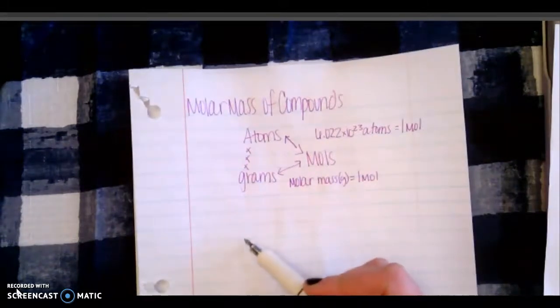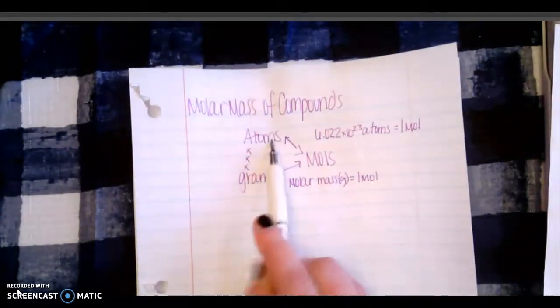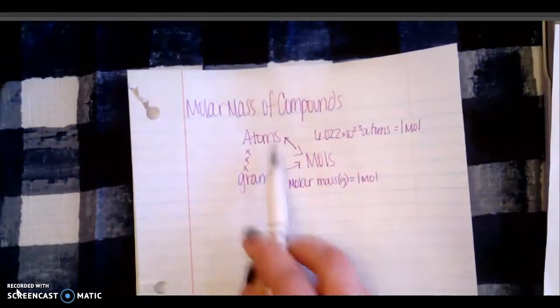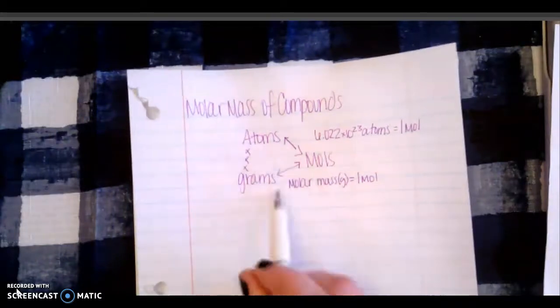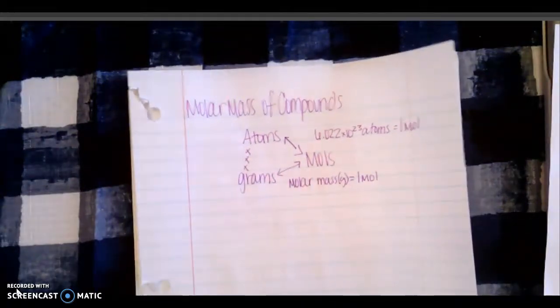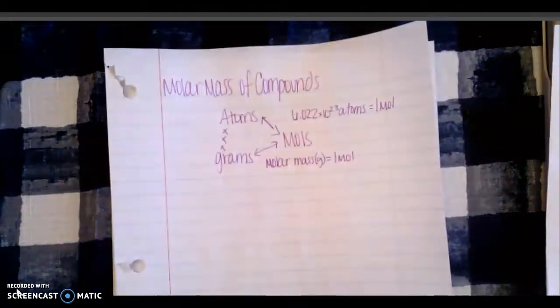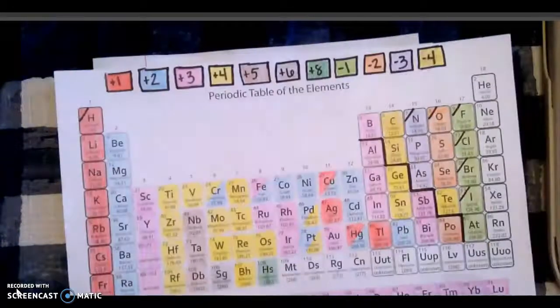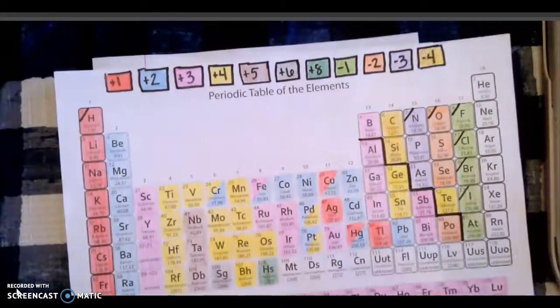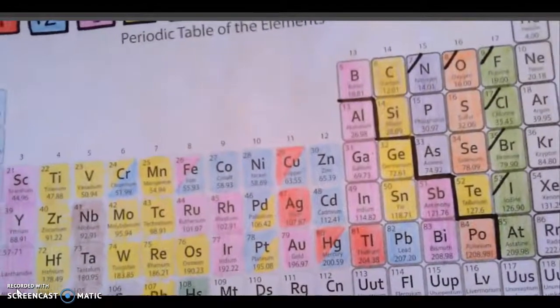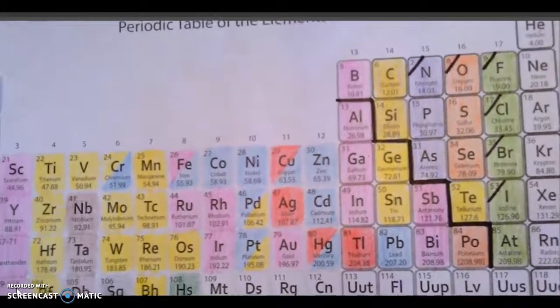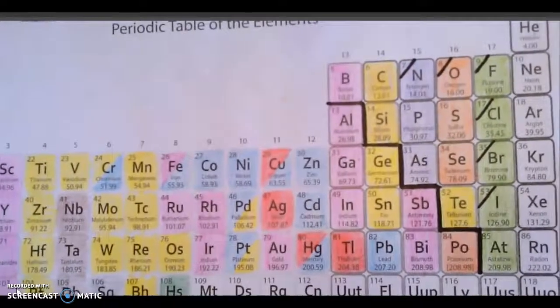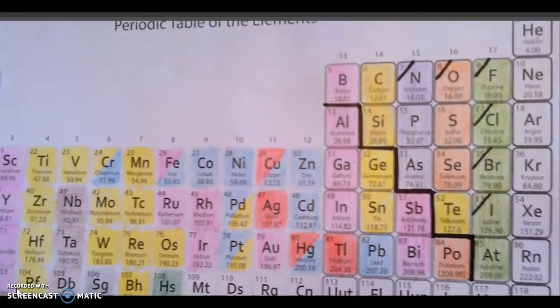So in the last video that I did, we talked about how if I have this many atoms and I wanted to find the grams, you have to step over to moles to get down to grams. Those are two-step processes. Today we're talking about the molar mass of compounds, and I want to review molar mass again. If we look at the periodic table here, the molar mass of 1 mole of boron is 10.81. The molar mass of 1 mole of carbon is 12.01. And these are in grams, okay?